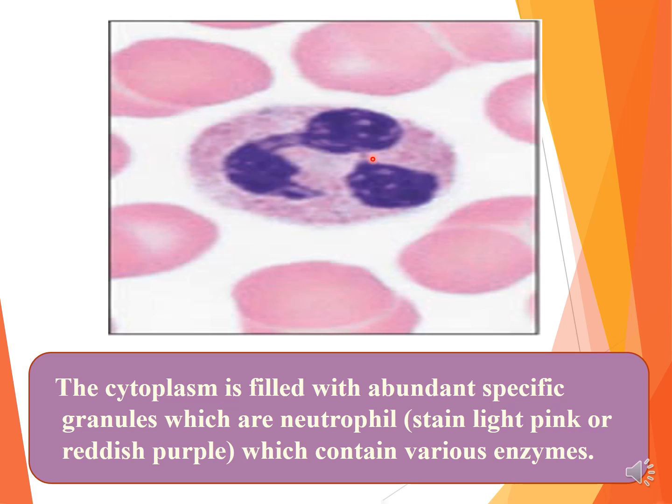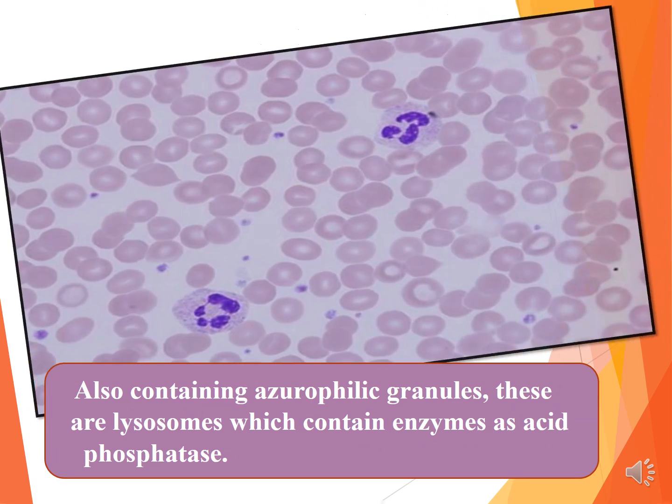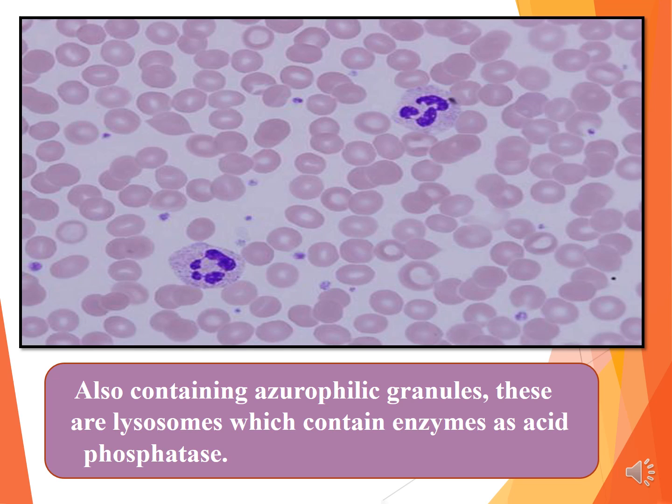They stain light pink or reddish purple، يكون لونها light pink or reddish purple which contain various enzymes، واللي تحتوي على العديد من الإنزيمات. The neutrophils also contain azurophilic granules. These are lysosomes which contain enzymes such as acid phosphatase. نلاحظ انه بالاضافه للجرانيولز اللي تم على اساسها التقسيم نلاحظ انه هذه الخلايا تحتوي على فاين جرانيولز اللي هي الأزوروفيليك جرانيولز واللي تعتبر هي لايسوسوم which contain acid phosphatase الانزيمات التحليليه.